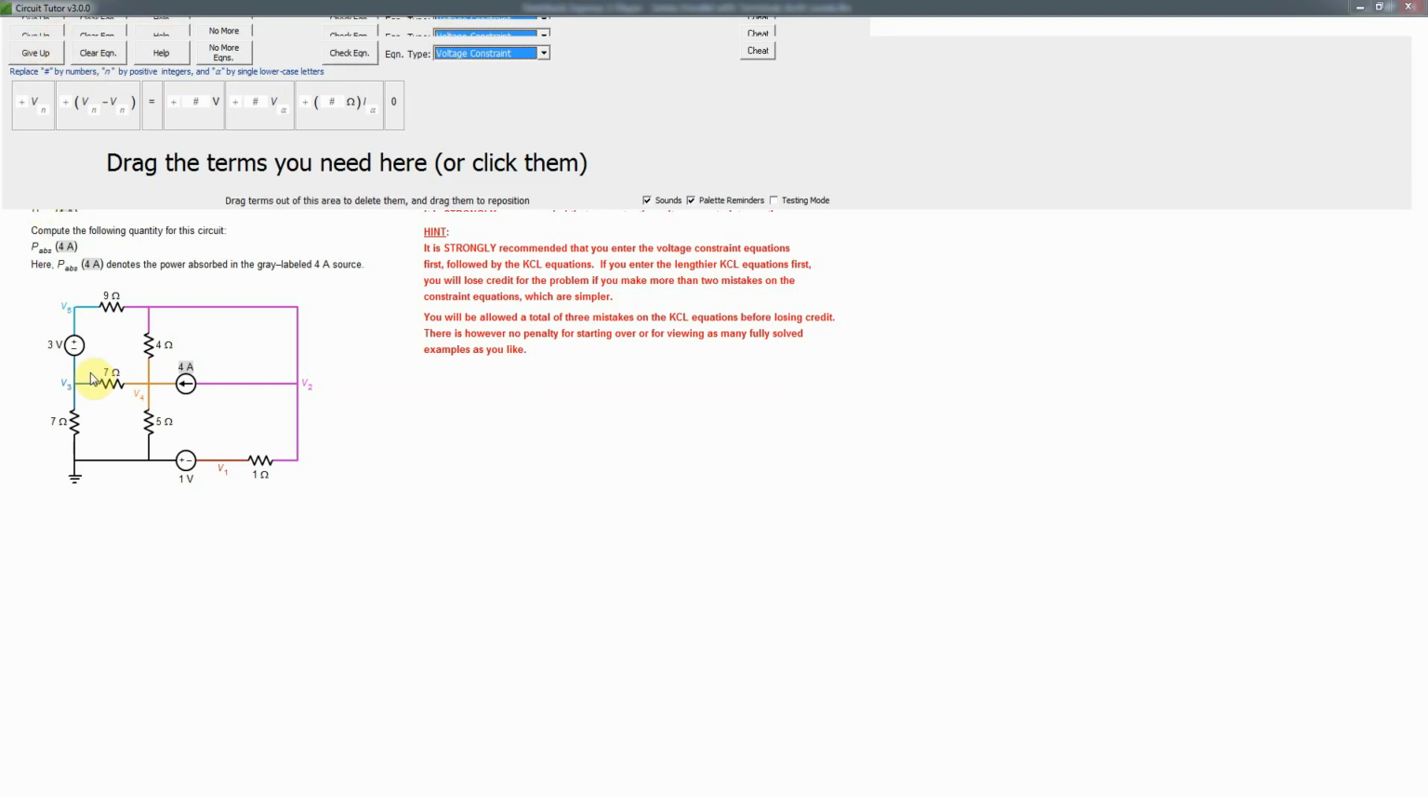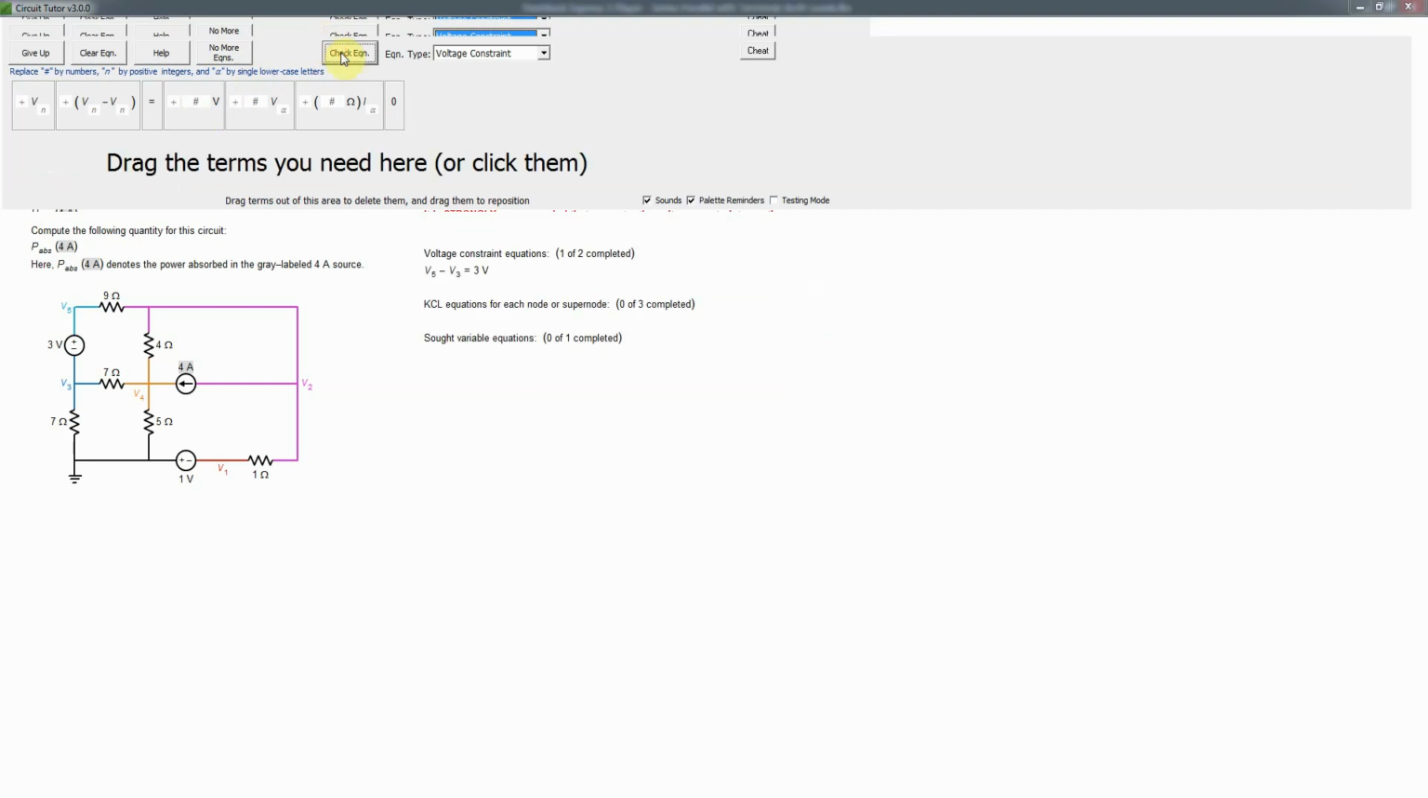But okay, so let's do it for the 3-volt source. So that connects 2 non-reference nodes. So that'll be a difference of voltages now equal to the value of that source, which is the 3 volts. And so specifically, that's going to be V5 minus V3, because V5 is connected to the positive side and V3 is connected to the minus side. So that's going to be V5 minus V3. And I'll check that, and that's correct.